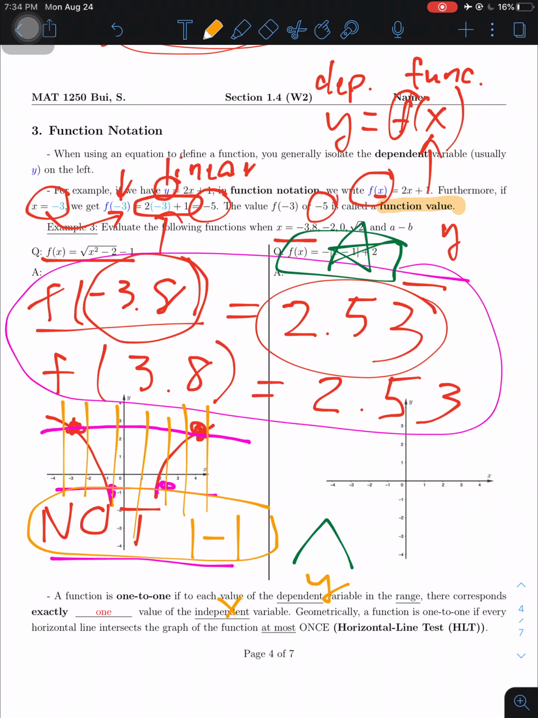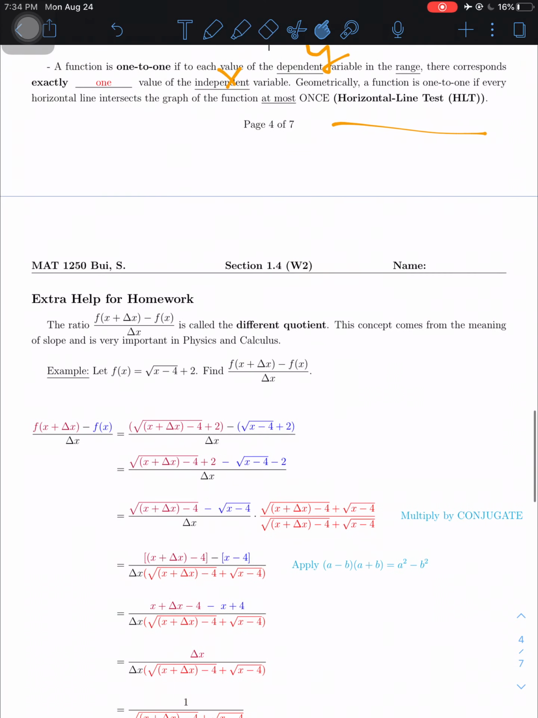Geometrically, a function is one-to-one if every horizontal line intersects the graph of the function at most once. Okay, so this is what I just told you about, the horizontal line test, the pink line with the red graph earlier in my picture. Okay, and let's move on to the next one.